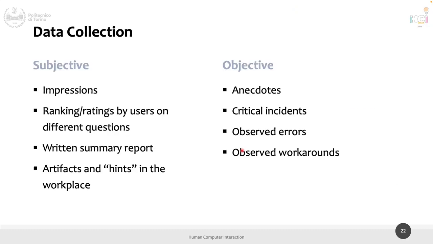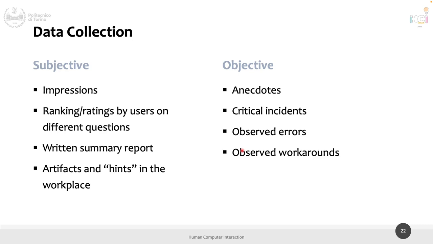Well, just the last slide before moving on, so let me do that. And what you can collect from the observation. You can collect subjective and objective measures. Subjective measures, we said, are impressions. You can have questions after. You can maybe get some pieces of paper. You can write a summary report. You can get some artifacts, something that they make, take some pictures, etc.